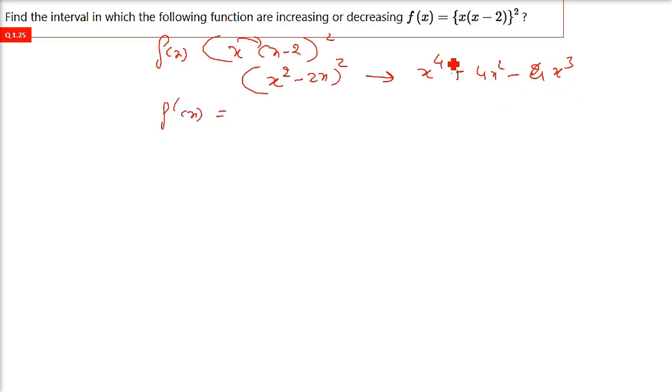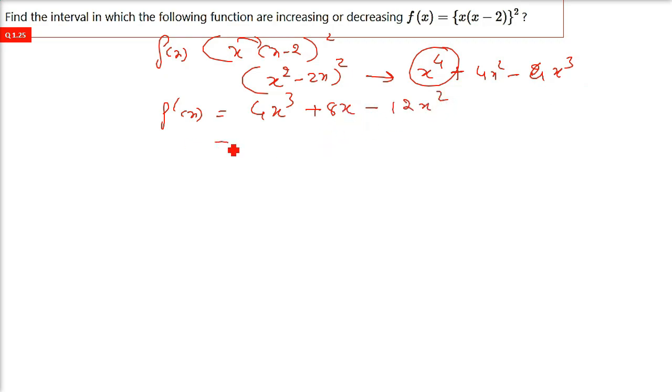f dash x now. Now I am just differentiating it. So it will be 4x raised to 4, which is 4x cube, and then 4 times 3 is 12x square, and 4 times 2 is 8x. So this is simple differentiation which we have done.